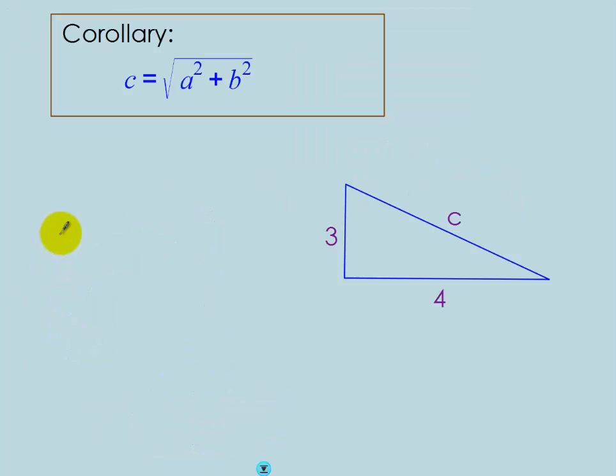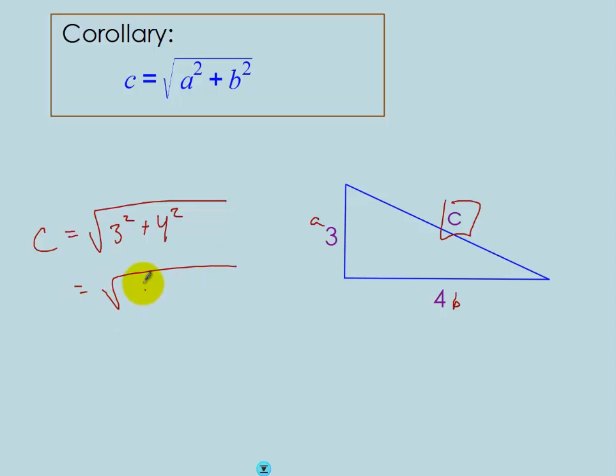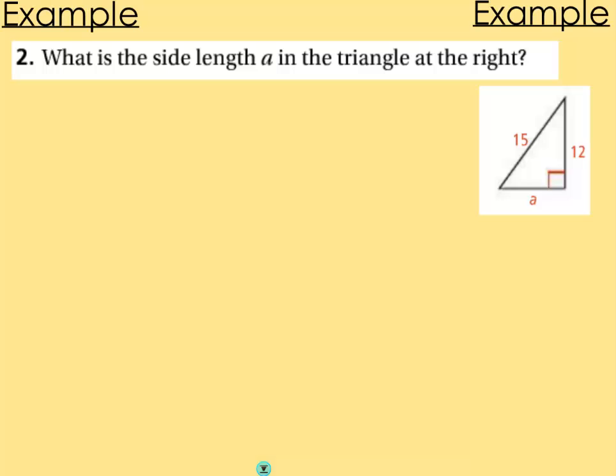Let's do another one. Finding c again. So c is going to equal the square root of a squared plus b squared. I'll call that a and b, it doesn't matter. So it'll be 3 squared plus 4 squared, which is going to be the square root of 9 plus 16, which is the square root of 25. And the square root of 25 is 5. So c equals 5. All right, you can pause the video.